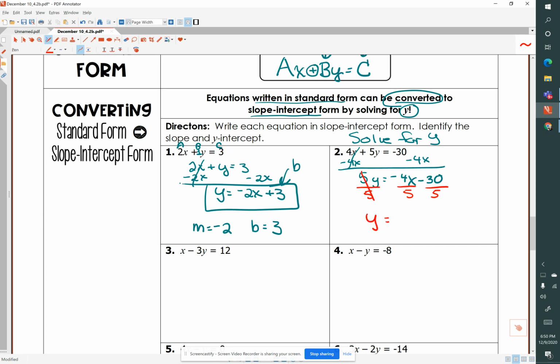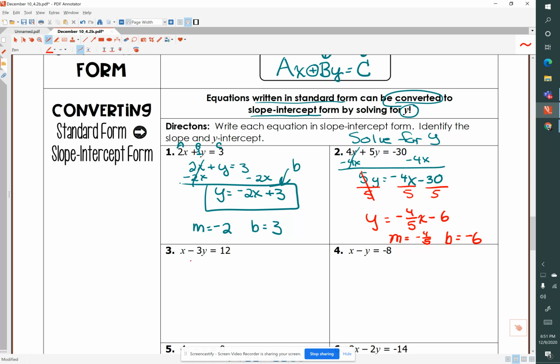And y equals negative 4/5 x minus 6. Negative 30 divided by 5 is 6. Our m equals negative 4/5, and our b value is negative 6.